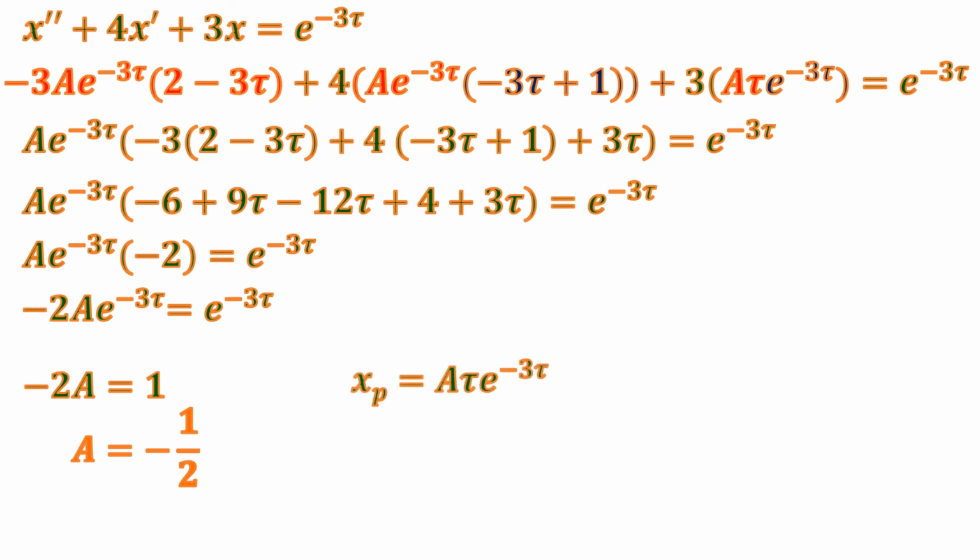So since a is negative 1/2, let's go back to our xp, which is a t e to the negative 3t. So substitute negative 1/2 there, and we'll have the xp, which is negative 1/2 t e to the negative 3t.